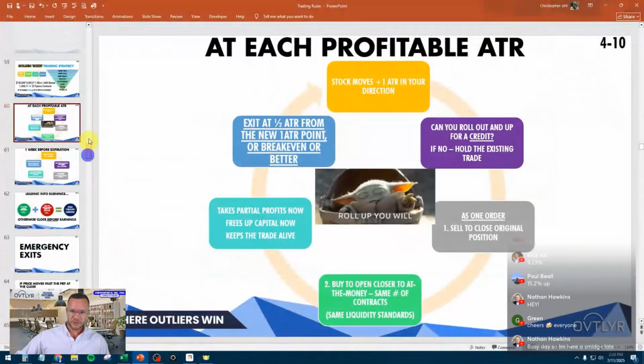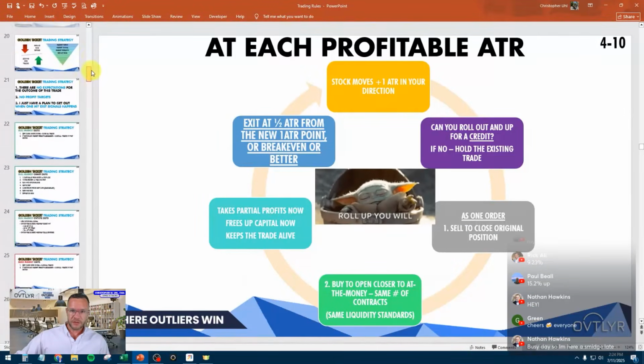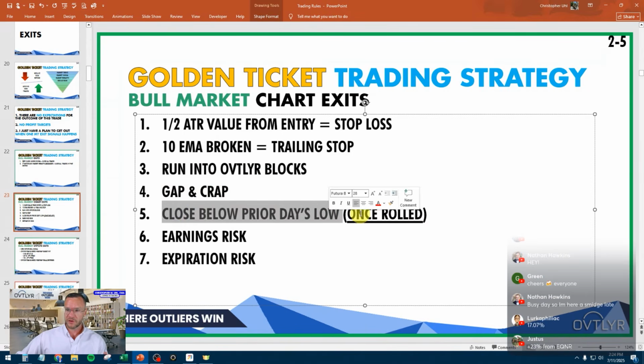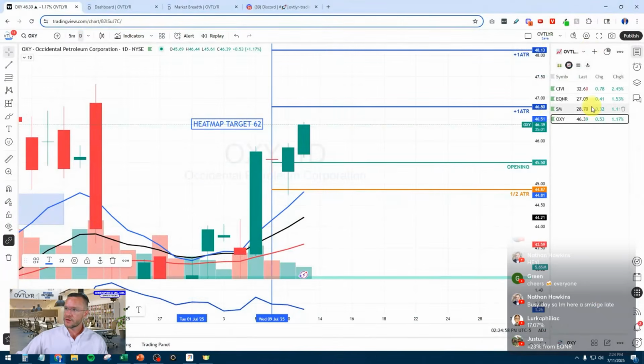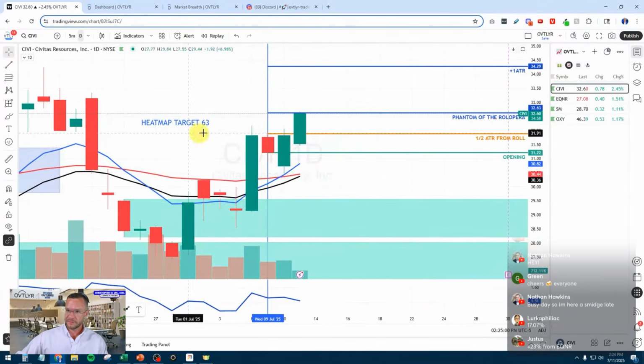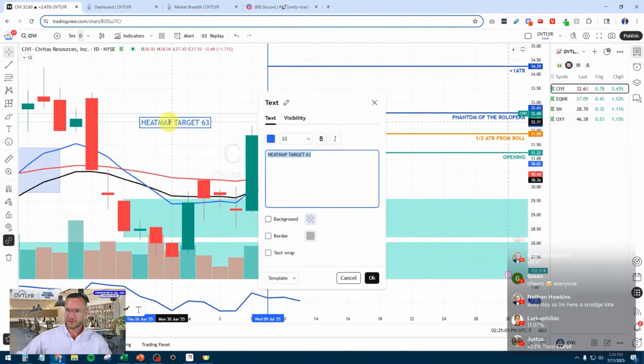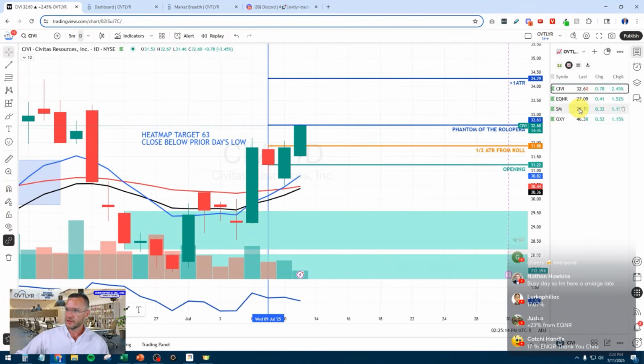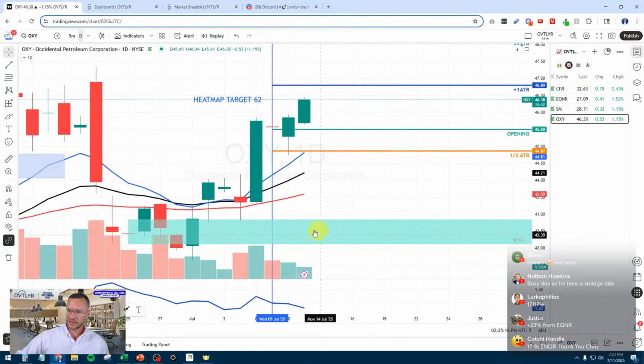So those are my exit rules that we just went through on my 4 existing trades, right? The half ATR being broken or a 10 EMA stop loss. We didn't run into any order blocks, any of these. No gap and crap, no blows below the prior day's low once we're rolled. So let's also mark a note on Civi, just so I don't forget: close below prior day's low. That way I don't forget, because we did Phantom of the Roll Opera on that one. SM and Oxy are going to stay as they are.